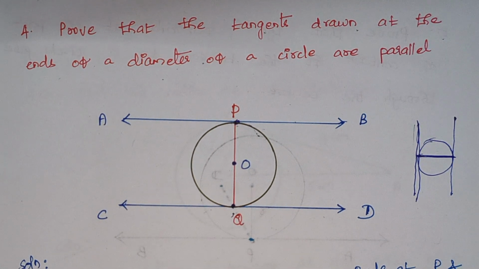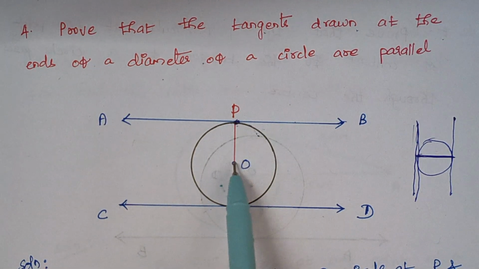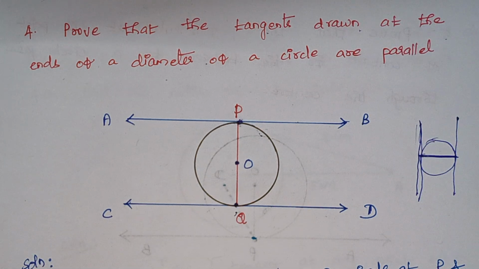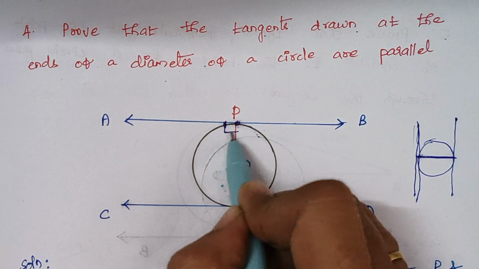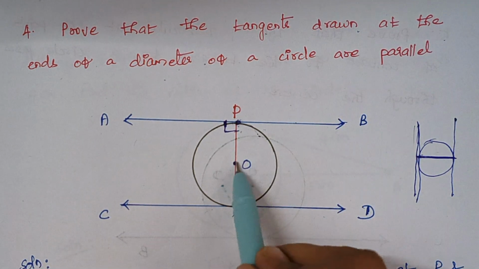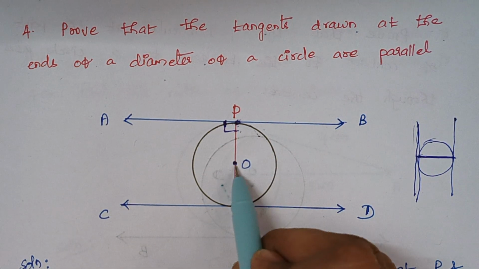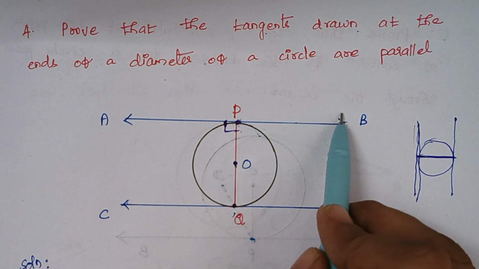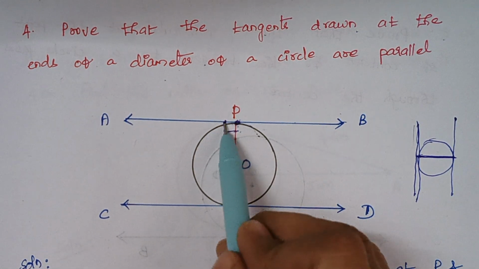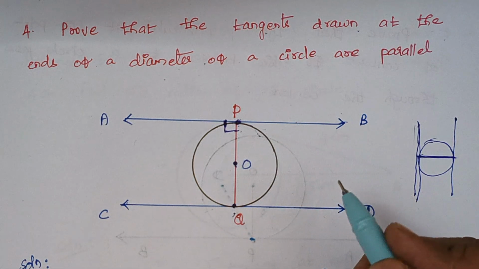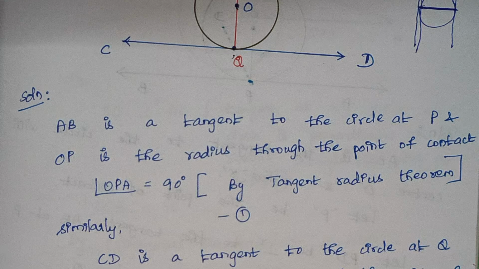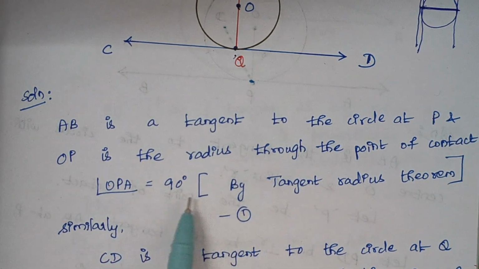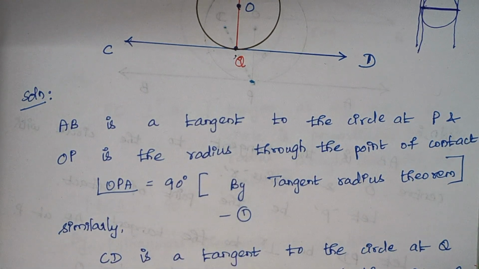Now we are going to find the angles. Here you see, what is the value of angle OPA? Can you tell? OPA, that is, what is the value of this angle at P? By theorem 10.1, the radius and the tangent are perpendicular. So here the angle will be 90 degrees. Just write these things: OPA is equal to 90 degrees by the tangent-radius theorem.